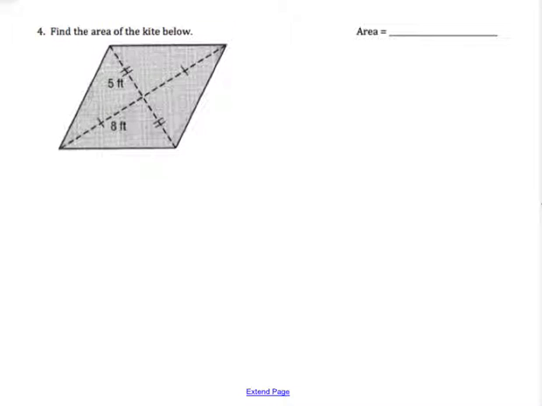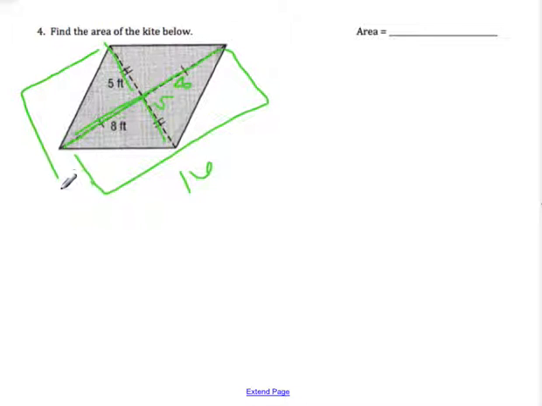Here's what I want you to recognize, because this screwed up a lot of people on the quiz. 8 feet only represents half of this diagonal. This side is also 8 feet. So the entirety of this diagonal is actually 16 feet. Then going this way, this much is 5 feet, and this much is 5 feet. So the entirety of this diagonal then is 10 feet.